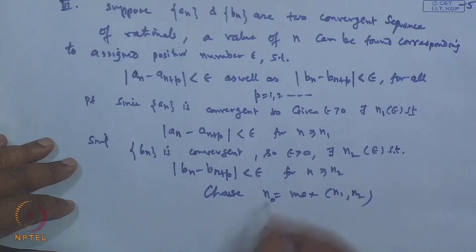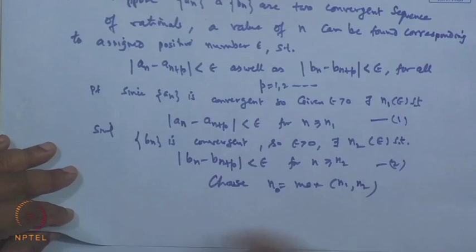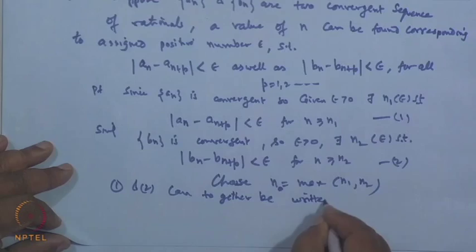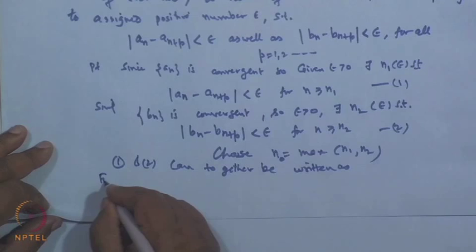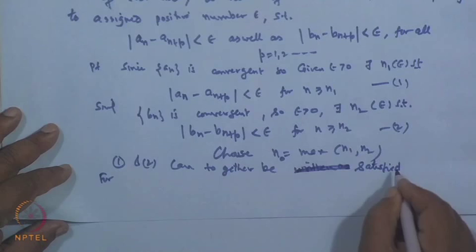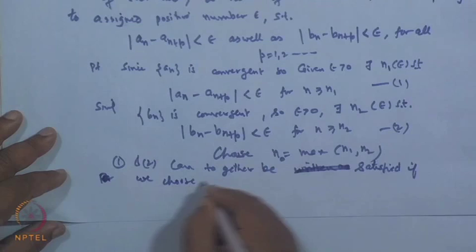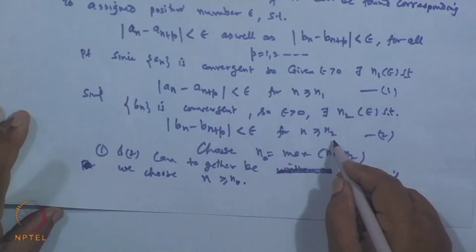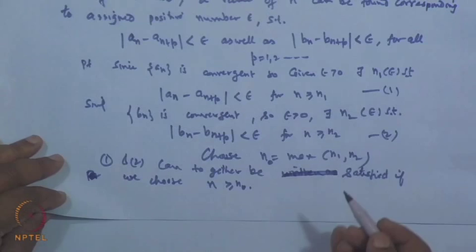Then what happened? Can 1 and 2 not be combined? So, 1 and 2 can together be written like this: for a given epsilon, 1 and 2 can together be satisfied if we choose all n greater than or equal to n naught, because this is true for n greater than n1, and n naught is greater than n1. So, for all n greater than n naught it is also true. So, if we take n greater than n naught, then both the conditions, both equations 1 and 2, are satisfied. Therefore, we get this result.